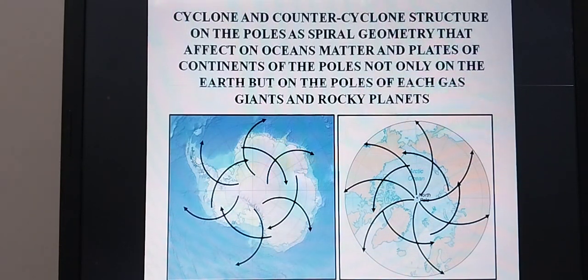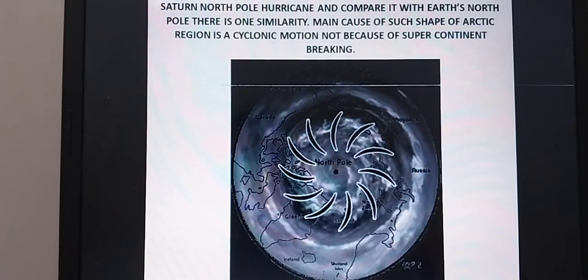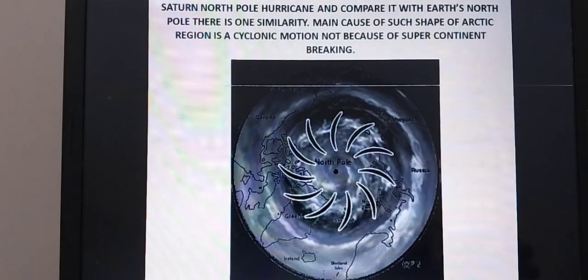So why do Antarctica and the Arctic region have such a special shape? Why Antarctica's shape? This is not because of the breaking of any supercontinent. Actually, if you compare the North Pole and South Pole of the Earth, Antarctica and the Arctic, with other planets, Uranus and Jupiter, Saturn also, you come to the conclusion that this is the main reason: the North Pole and South Pole are similar to Saturn's North Pole and South Pole.